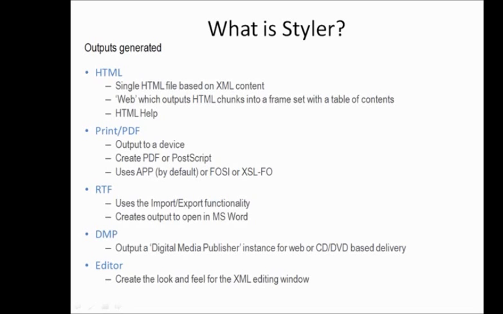Digital Media Publisher, various electronic outputs that you might need to produce, and Editor, as I said, gives you the styling capabilities of how the XML content looks in the Editor window. And I'm reliably informed that EPUB will be a new output that's available in Arbortext 6 release M20.